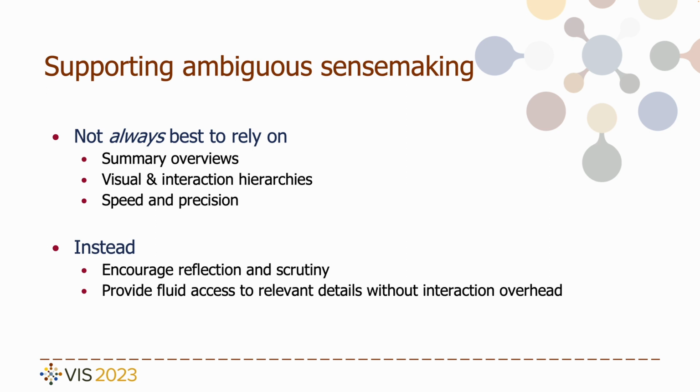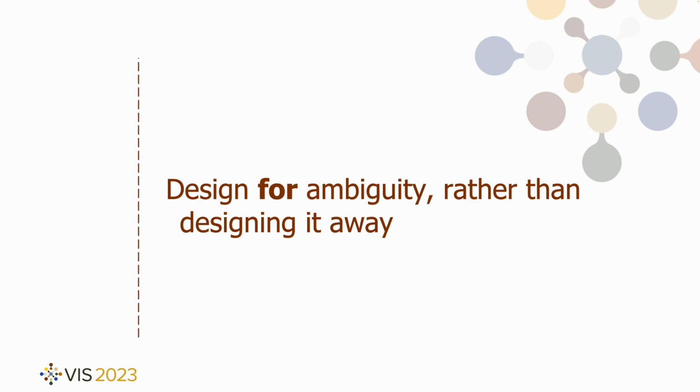These findings suggest that in applications involving ambiguous sense-making, where it's not always possible to predict everything that's going to be relevant, relying on summaries alone can be problematic. Emphasizing only certain aspects of the data through overviews and strong visual and interaction hierarchies that optimize for speed and precision might not actually be optimal. Instead, we recommend that designs encourage scrutiny and reflection and provide fluid access to raw details to ensure that important and relevant information isn't missed. In short, we argue to design for ambiguity rather than to try and design it away.